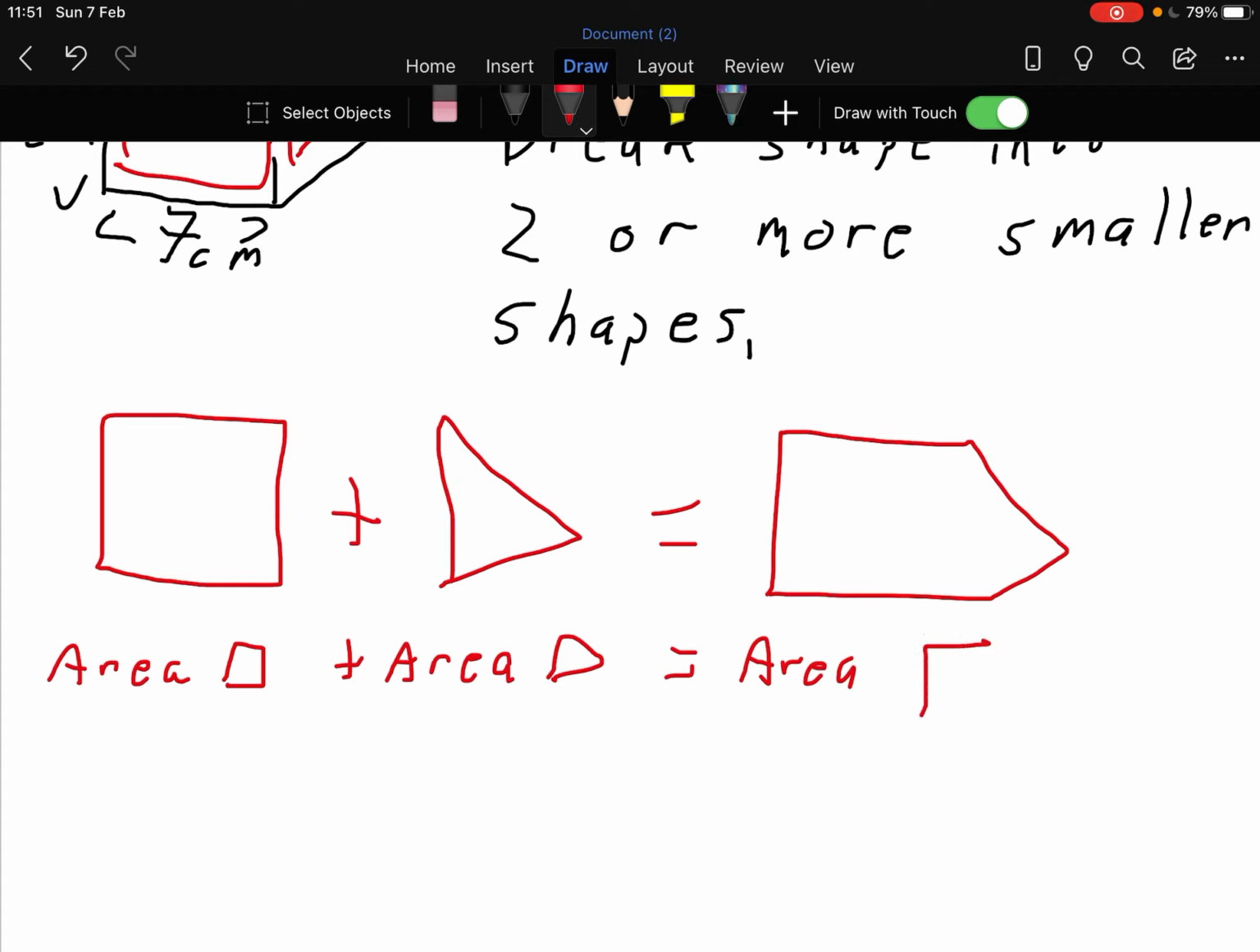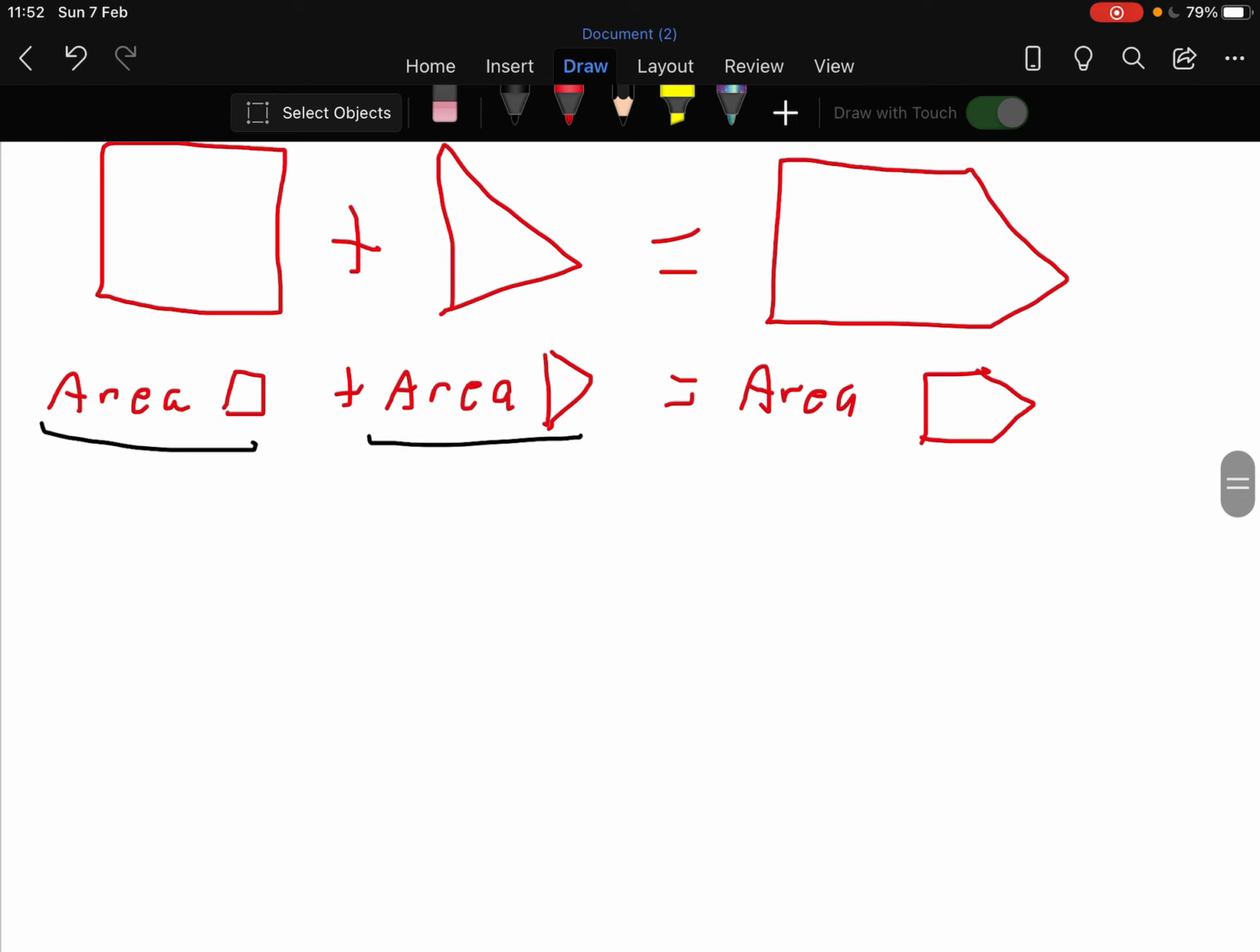So let me draw that triangle better. There we go. Okay. So we break this up. The area of our square plus the area of our triangle equals the area of our overall shape. So what you have to do here is get the area of your square first, add it to the area of the triangle, and that's it, okay?